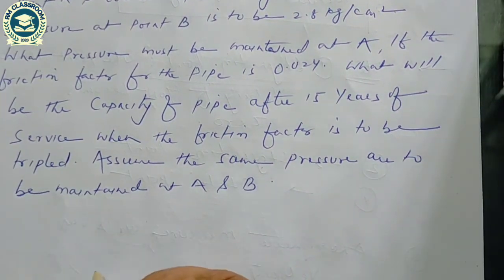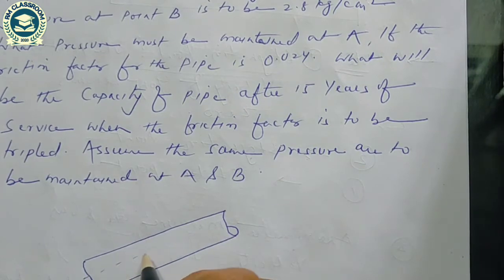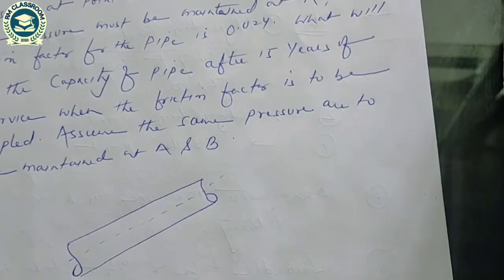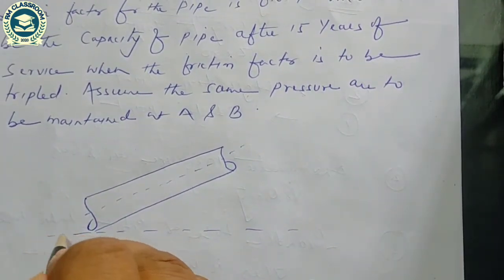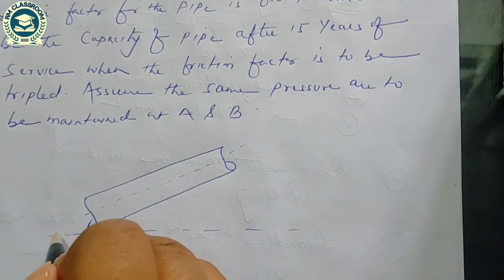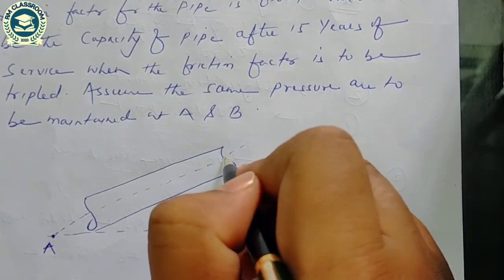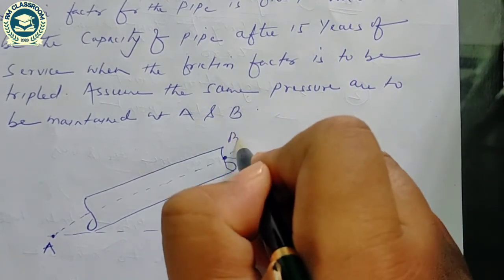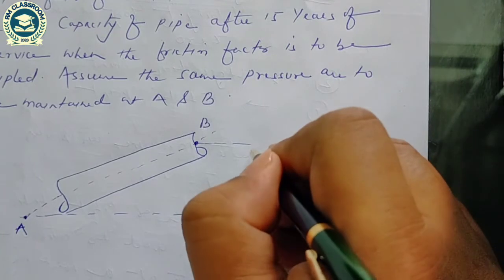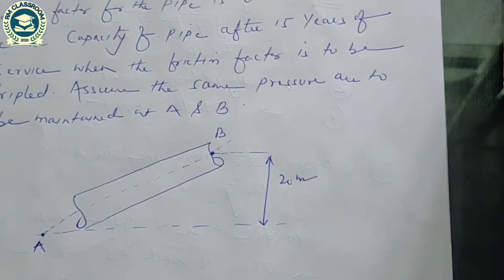Assume the same pressure is to be maintained at A and B. So let us assume this is our pipe. This is end A and this is our end B, and B is 20 meters higher than A. It is given in the question.